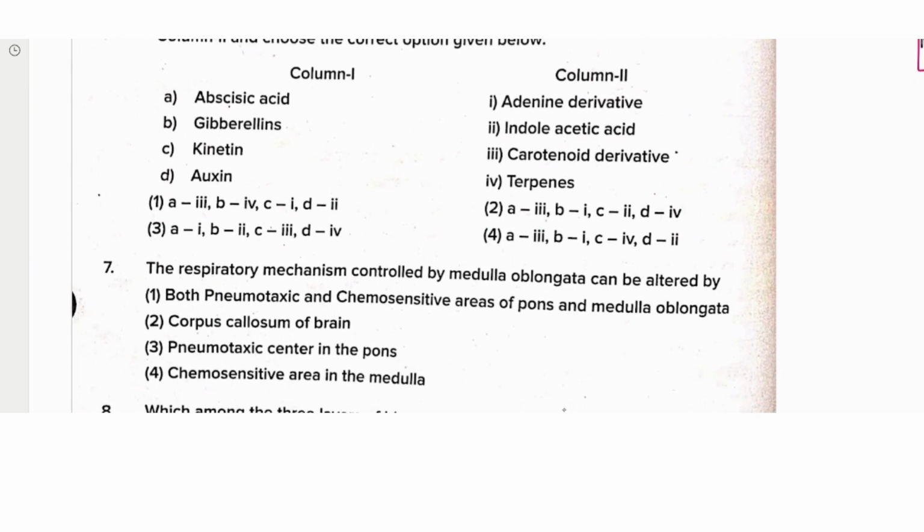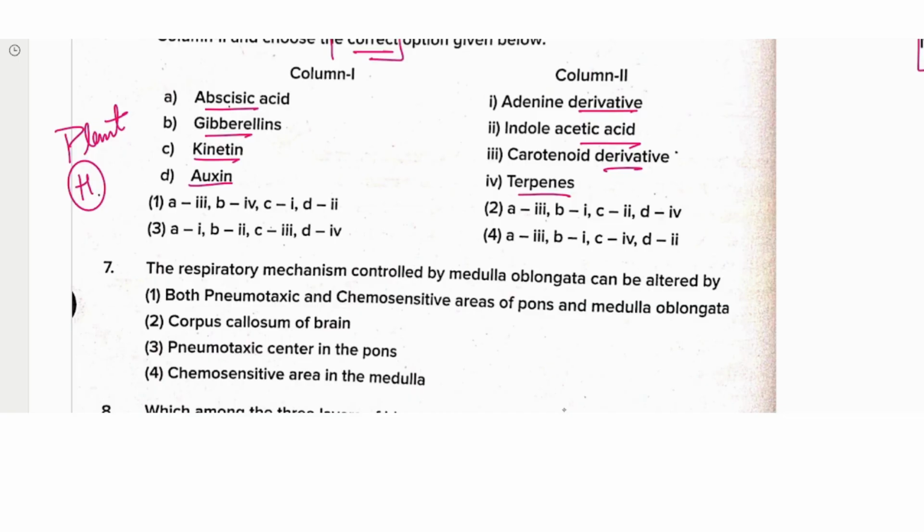Next, question number 6: match the plant hormone groups in column 1 with column 2, the chemical derivatives, and find the correct option. Abscisic acid, gibberellin, kinetin and auxin are plant hormones, as you know very well. They have given the functions of the plant hormones, and the derivatives are what they are asking.